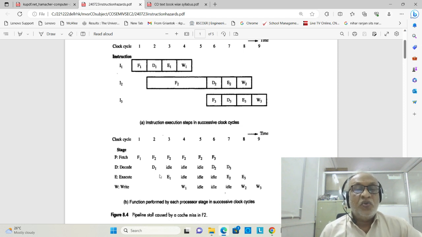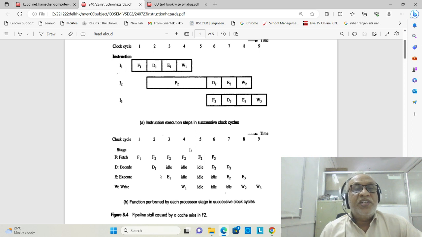You remember terms called cache hit ratio, cache hit, cache miss. If the instruction being searched is available in the cache, then it is a hit. If it is not available in the cache, then it has to be brought from the main memory, and that is a miss. So this diagram, figure 8.4 from the Hamacher textbook, depicts a cache miss in F2.